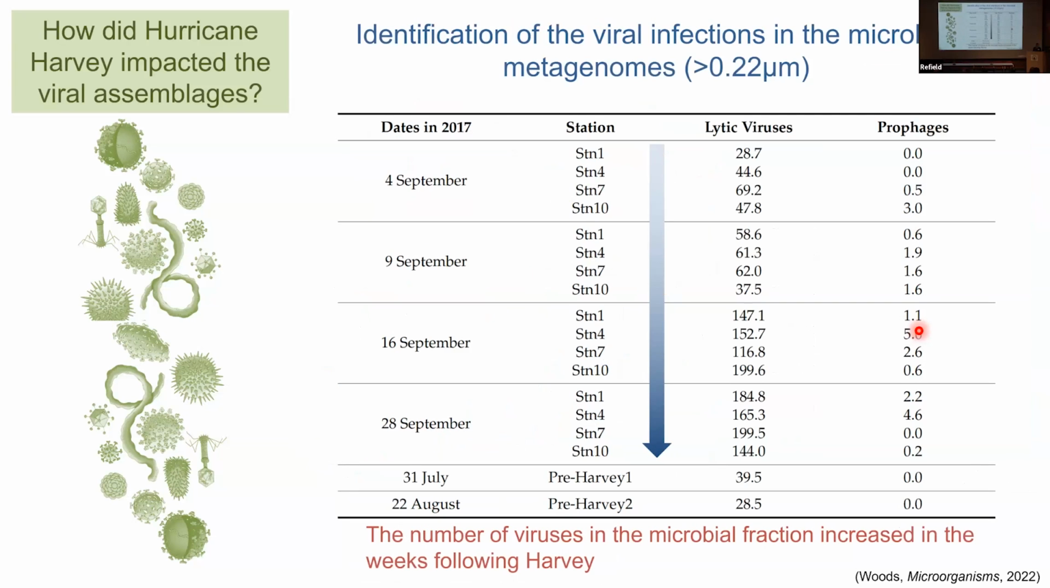But one thing that I really wanted to mention today is that we had the microbial fraction, and we also had the viral fraction. So we look for viral sequences within our metagenomes of the potential hosts. And we didn't see a lot of difference when we looked at prophages, but when you look at the lytic viruses, there was about the same amount before and after, but then it kept increasing and increasing and increasing.